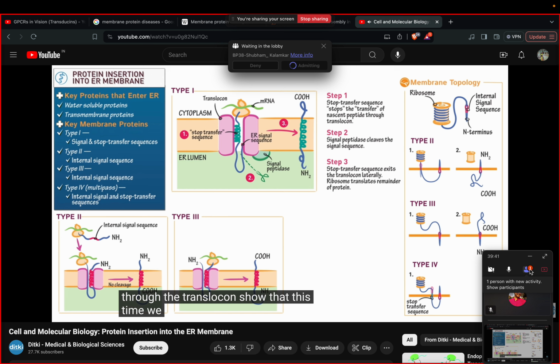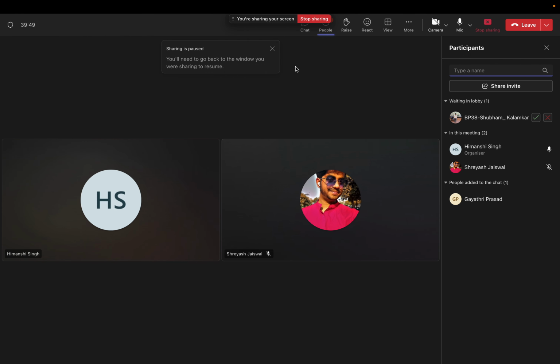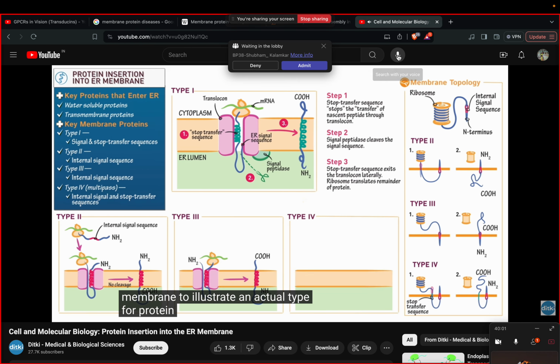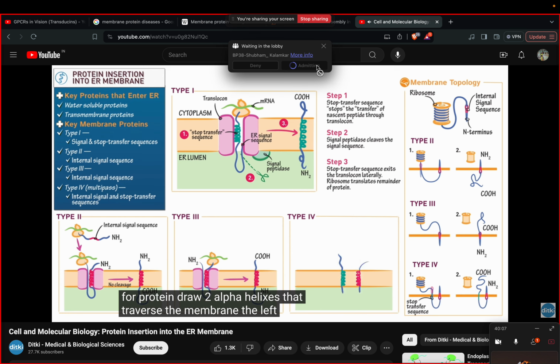Show that this time we do not pull the rest of the thread in our spool through the cloth. Label the terminal ends of our thread such that both the C-terminus and N-terminus remain in the cytosol. With that imagery, now we can draw a final ER membrane to illustrate an actual type 4 protein. Draw two alpha helices that traverse the membrane. The left helix is a stop transfer sequence, and the right is an internal signal sequence. Draw a line to connect them in the ER lumen.